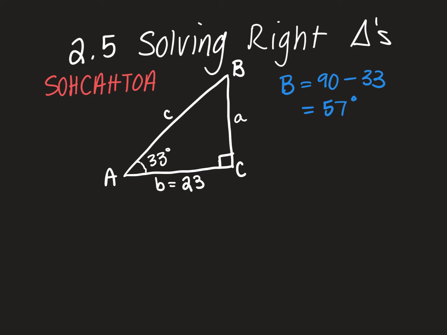So, again, this is our opposite from angle A, this is our adjacent, this is our hypotenuse. Right now we're trying to find side A, so we're going to write an equation. We know that the tangent of angle A, which is 33 degrees, is equal to the opposite side, which is A, over the adjacent side, which is what? 23.